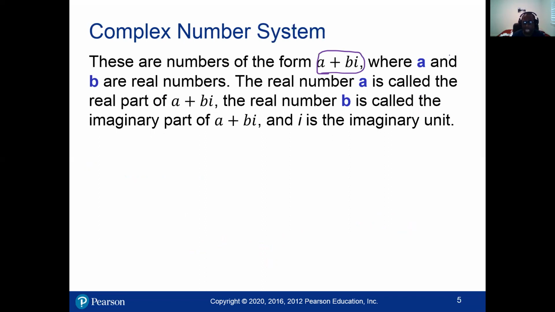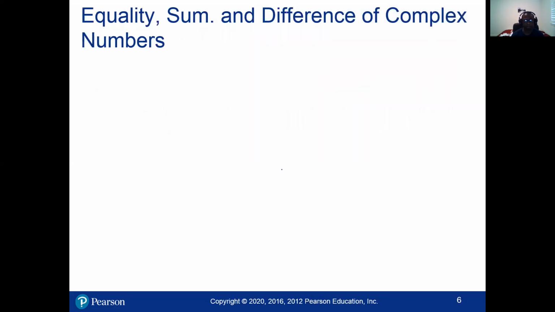Now, the complex numbers are of the form a plus bi, where a and b are real numbers. We call a the real part, and b the imaginary part. And of course, don't forget that i is the imaginary unit.